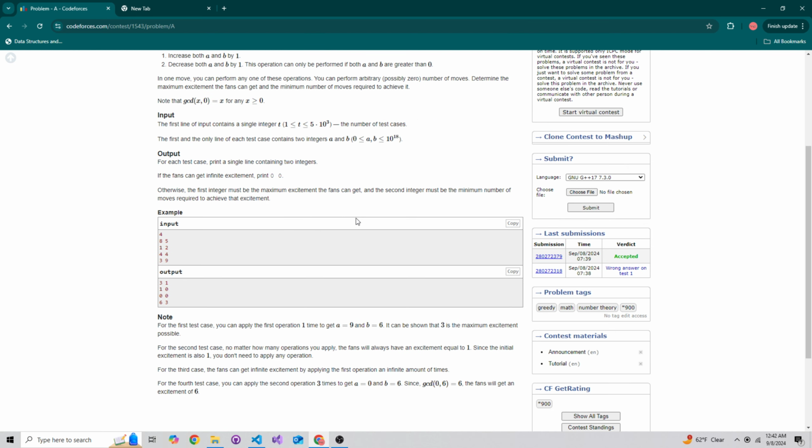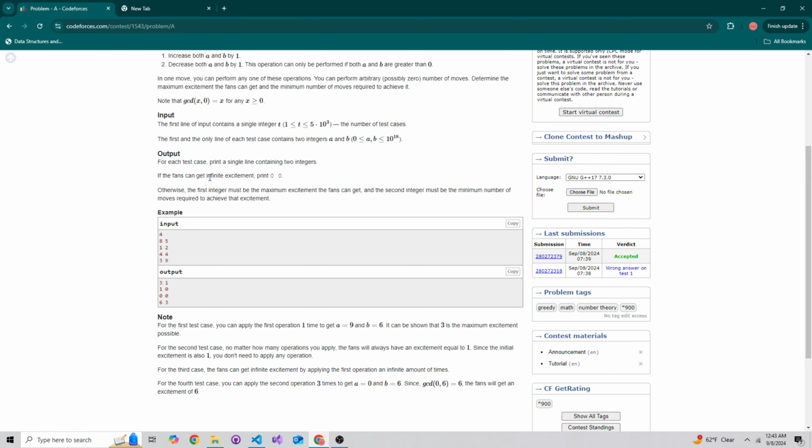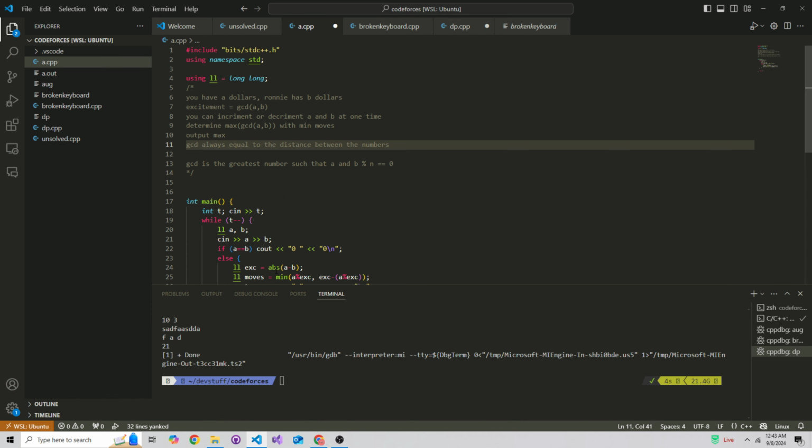Anyways, I think the main trick was that the greatest common divisor is always equal to the distance between the numbers, because the operations you can do on these numbers to increase the fan excitement between the bets are to increase both of them by one or decrease both of them by one, and you can never separate them in terms of distance from each other. And so the greatest common divisor is always equal to the distance between the numbers.